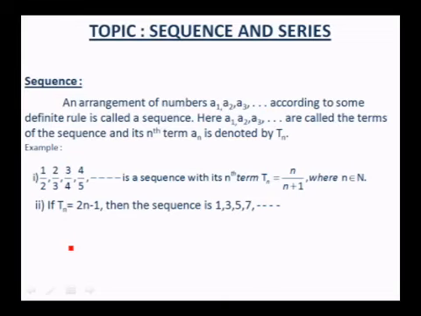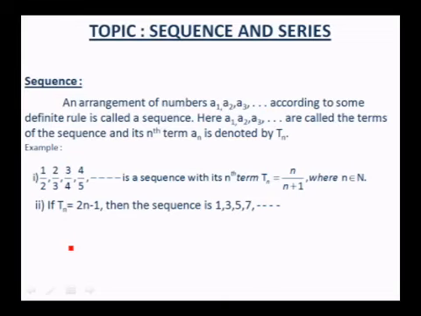Sequence: an arrangement of numbers A1, A2, A3, etc. according to some definite rule is called a sequence. Here A1, A2, A3, etc. are called the terms of the sequence, and its nth term An is denoted by Tn. An example is 1/2, 2/3, 3/4, 4/5, etc. It is a sequence with its nth term Tn equal to n over n plus 1, where n belongs to capital N, the set of natural numbers.